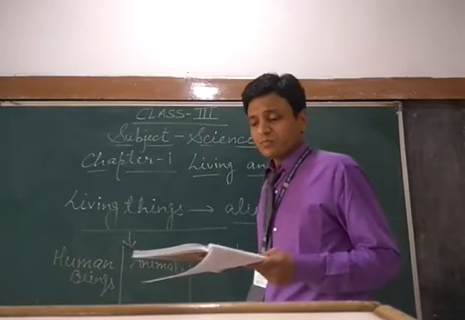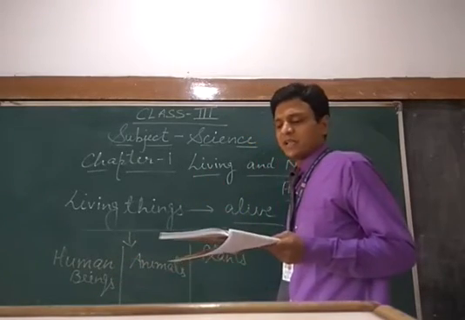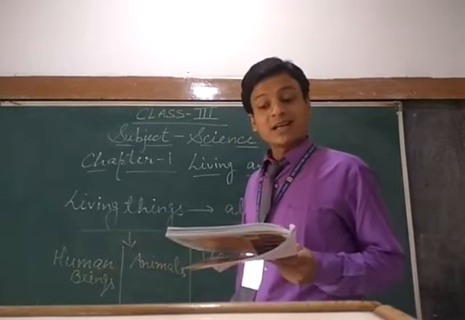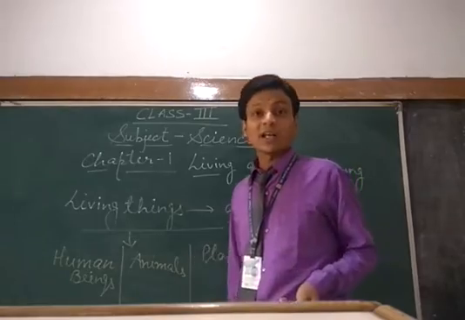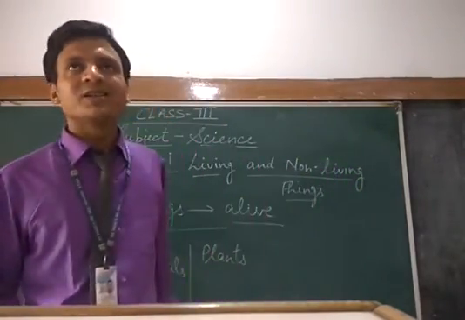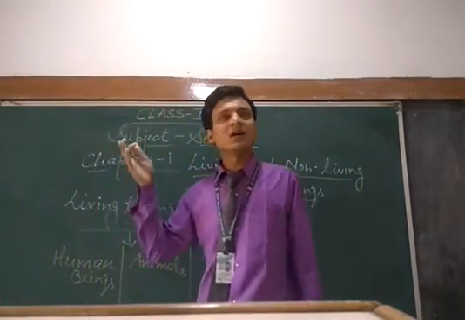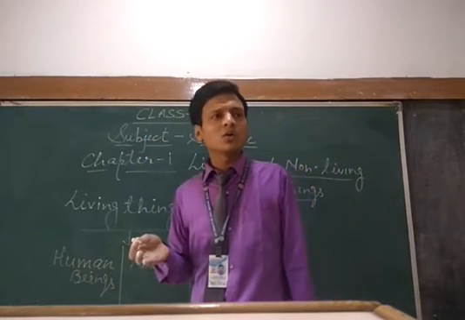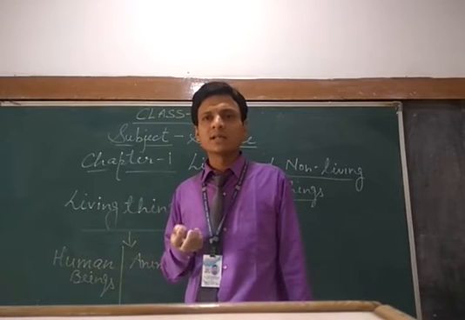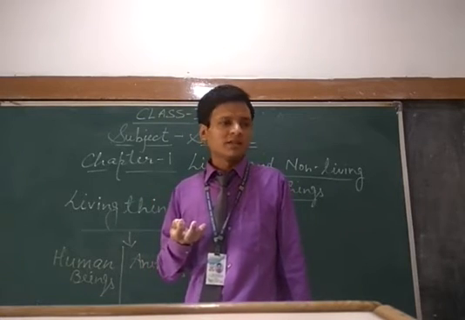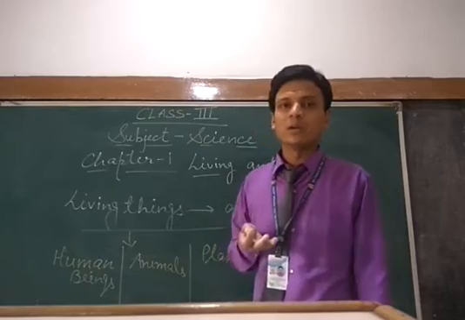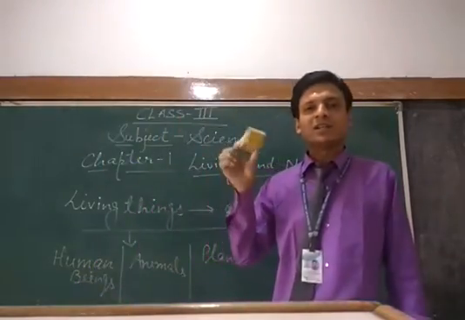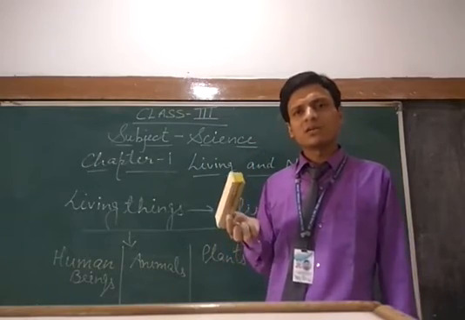First of all, in your book, you can see plants, animals, and human beings are living things. They are alive. Rocks, water, and air are non-living things. Rocks, water, air, these are natural things which are not alive. These are known as non-living things. Or you can see some man-made things, like a chair, like a table, this chalk, and I am having this duster. These all things are non-living things. Okay.